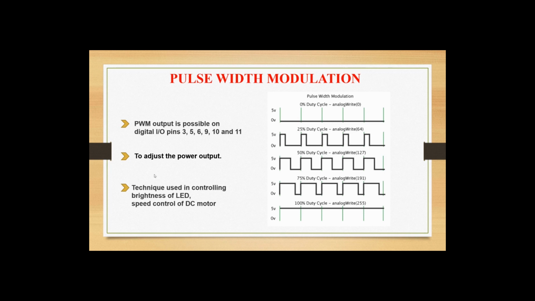And if you are struggling in what cases we have to use this pulse width modulation, just remember a simple line. When we want to adjust the power output, we use this pulse width modulation technique. That's it. And the third point is the technique used in controlling brightness of an LED. Yes, we control the brightness of the LED, which means the output power. When we give the maximum power, the LED will glow with the highest brightness. And when we give the power output as 0, then the LED is off. Similarly, we control the speed of a DC motor also.